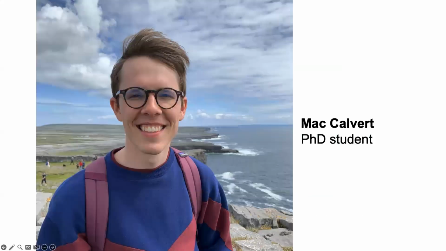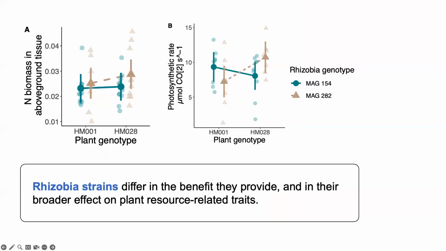So I just want to show you a slide of Mac's really interesting recent data to bolster this point. Mac was really interested in the variation among rhizobia strains in the benefits that they have for plants and in the resource exchange economics that emerge from that interaction. He has a ton of really cool data I don't have time to show you, so I'm going to summarize his results in 2 graphs. The take home from both of these graphs is that rhizobia strains differ in the benefit they provide to their host and in their broader effect on plant resource traits. So I'm showing you 2 of the traits that he measured to capture this.